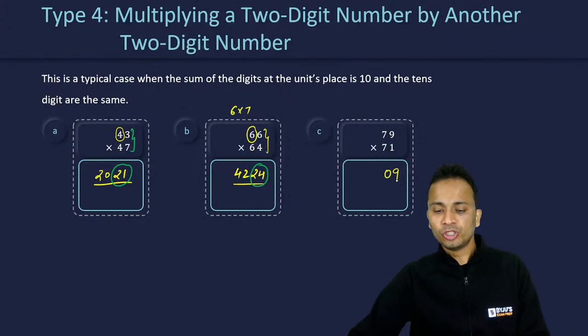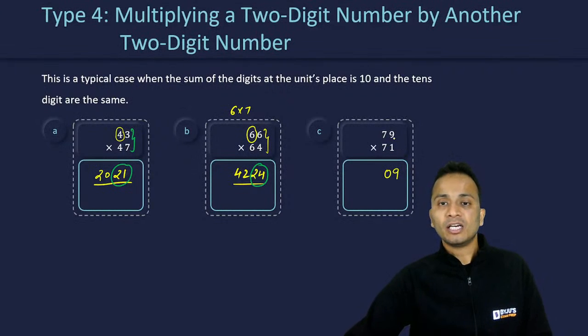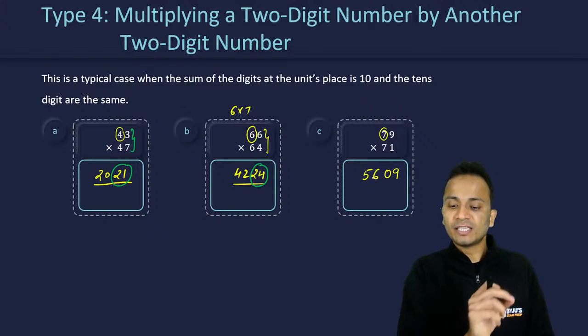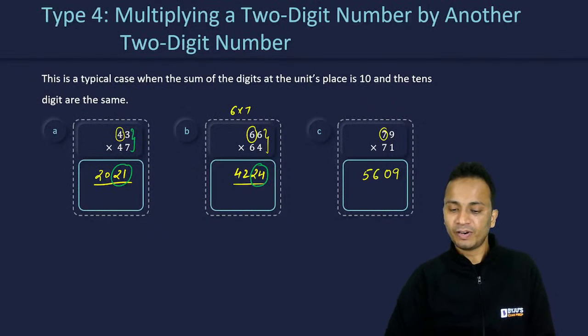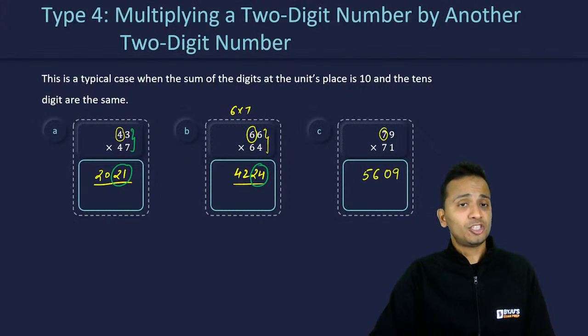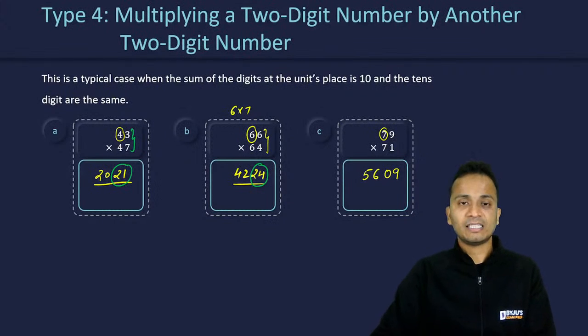Absolutely correct, Pratyush. Anik, good. Now 9 into 1 is 09, and then 7 into 8 is 56. So 5609 will be the final answer. Yes, Jaydev, the same thing will be applied. So I have it as the next concept.